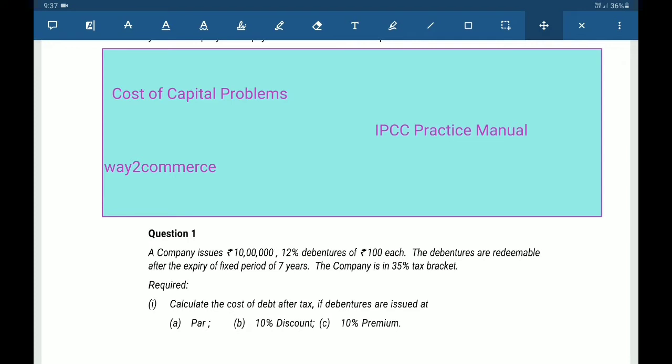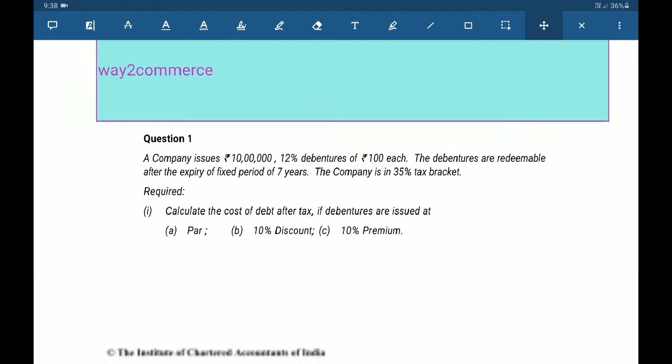Today we discuss problems in cost of capital. This is the IPCC practice manual. Question number 1.